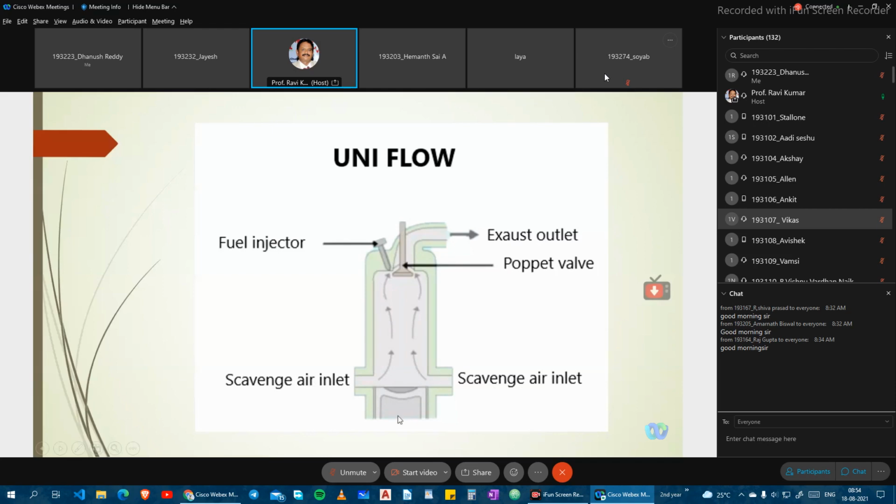Before the piston goes to the top dead center, it takes the air from the two air inlets, and it is carried uniformly to the top, leading to the combustion. After combustion, the poppet valve opens and the exhaust gases are pushed out very easily. Okay, this is one model where you have a uniform flow of the scavenging.